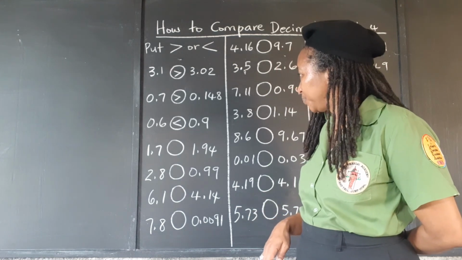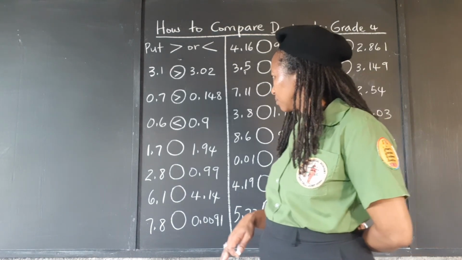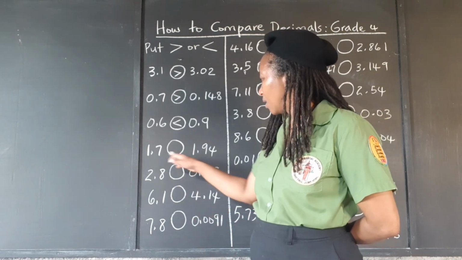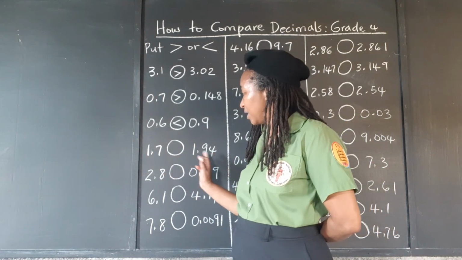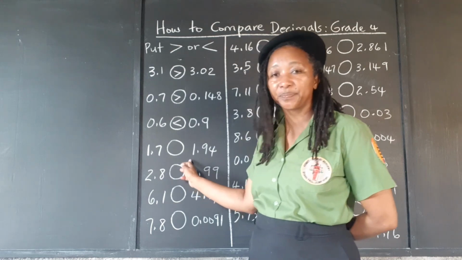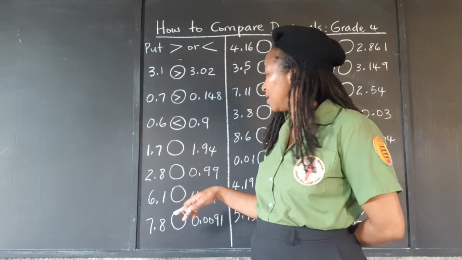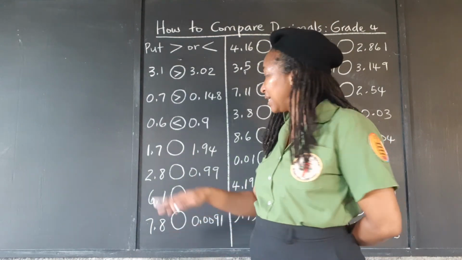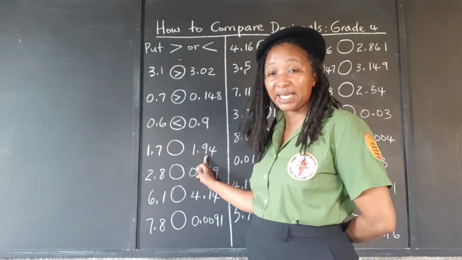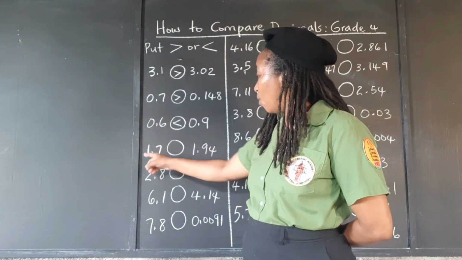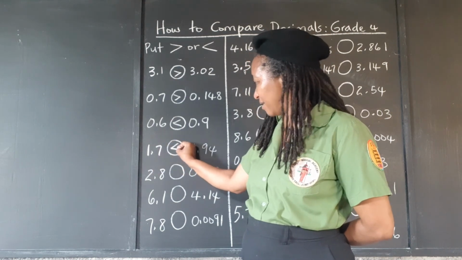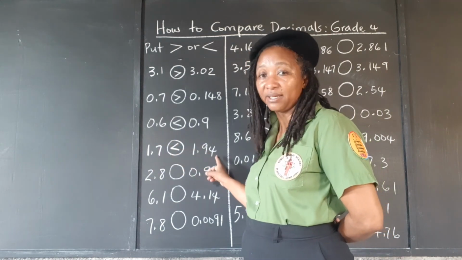Alright, now 1.7 and 1.94. They both have 1s in the ones place. We go to the 10th place. This has a 7, this has a 9. This is the bigger number. So 1.7 is less than 1.94.